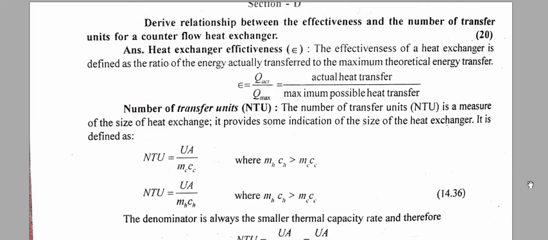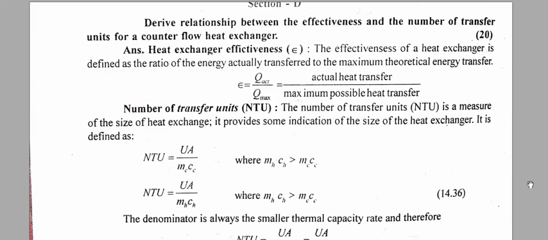Then we have the heat exchanger effectiveness. The heat exchanger effectiveness is defined as the ratio of the actual energy transfer to the maximum theoretical energy, that is heat actual upon heat maximum, the actual heat transfer upon the maximum possible heat that can be transferred. That is the effectiveness of the heat transfer.